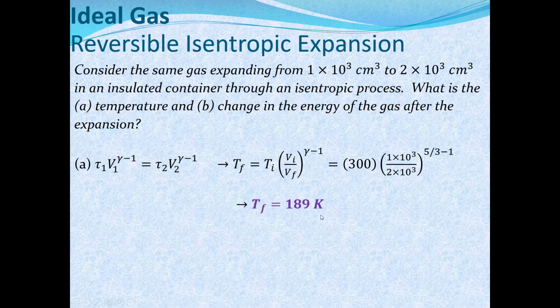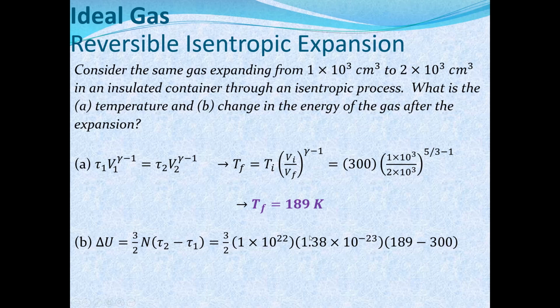All right, so for part B, they want to find the change in energy. So that one's pretty straightforward. Now that we have the initial and final temperatures, we can just plug it into our equation for change in internal energy, plug and chug, and we get that it equals negative 23 joules.